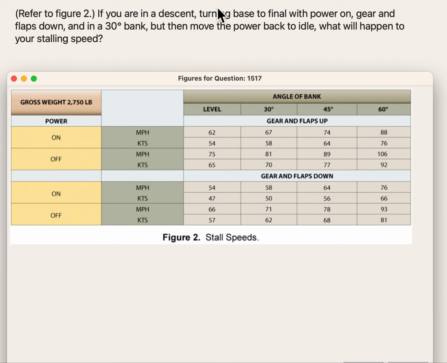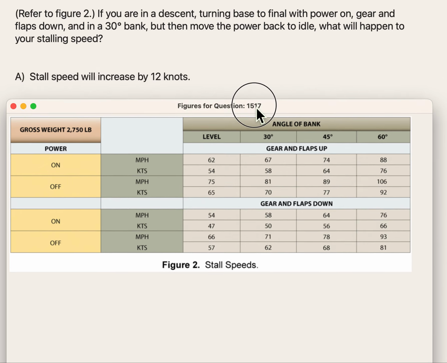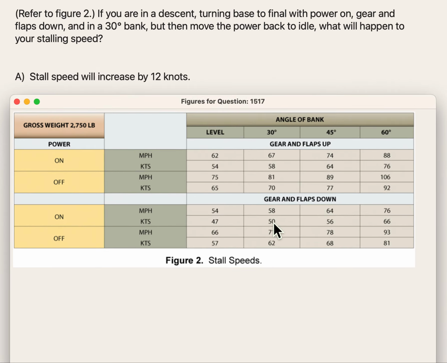Refer to Figure 2. You are in a descent, turning base to final with power on. Gear and flaps down in a 30-degree bank over here. But then move the power back to idle. What will happen to your stalling speed? So you go from power on to power idle, so that's back down here to off. Your stalling speed increases from 50 to 62, so it increases by 12 knots.